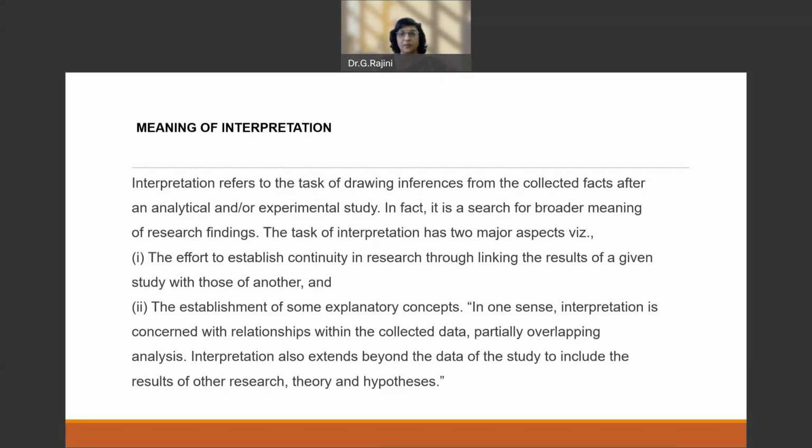This task of interpretation has two major aspects. The first one is the effort to establish continuity in research by linking the results of a given study with another study. So you can actually relate it to previous studies as well. And it is about the establishment of some exploratory concepts. In one sense, interpretation is concerned with relationships within the collected data, partially overlapping analysis. Interpretation also extends beyond the data of the study to include the results of other research, theory, and hypothesis.